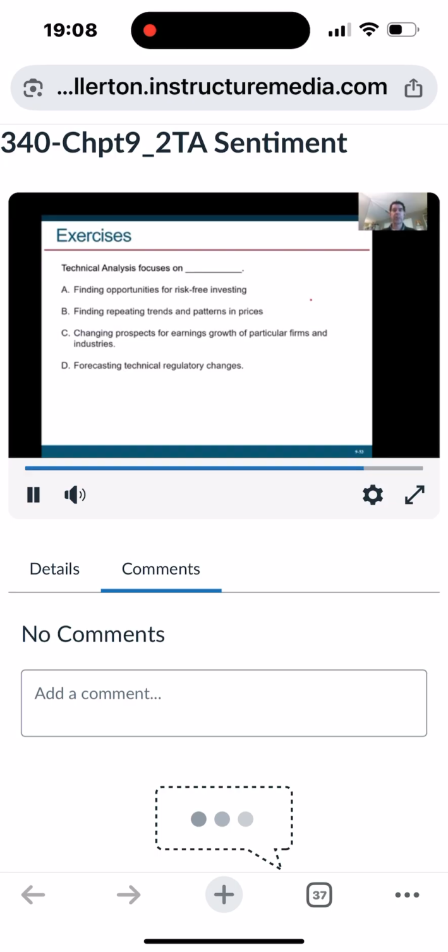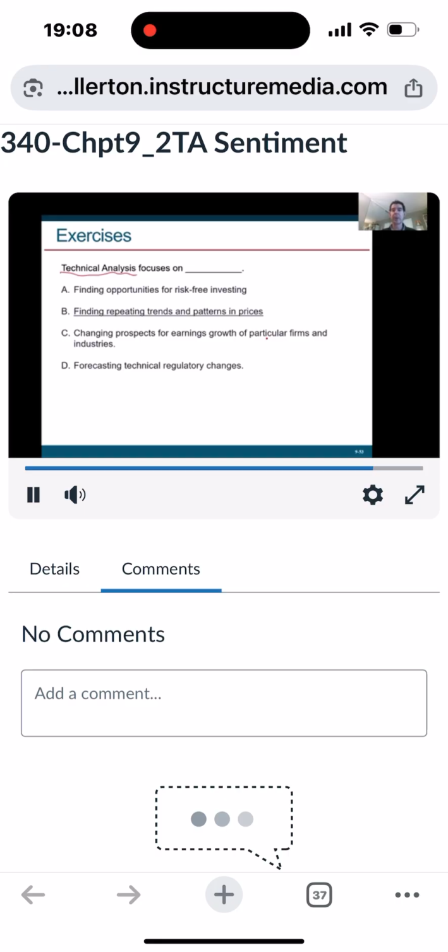Okay, let's do a couple of problems. Those are the 4 sentiment indicators that we're covering here. Let's do a couple of problems to wrap up our quick look at technical analysis. So technical analysis focuses on what? Finding opportunities for risk-free investing, finding repeating trends and patterns in prices, changing prospects for earning growth of particular firms and industries, or forecasting technical regulatory changes. The answer here that most aligns with technical analysis is B, finding repeating trends and patterns in prices.